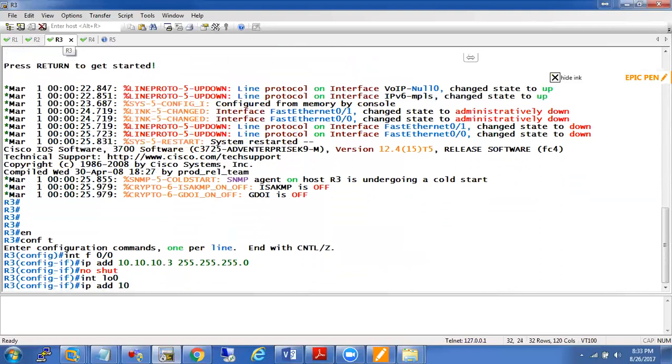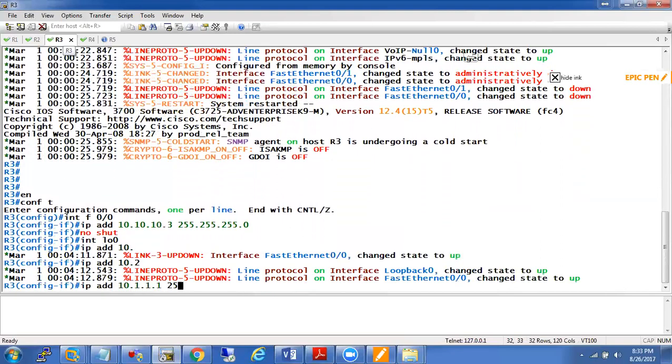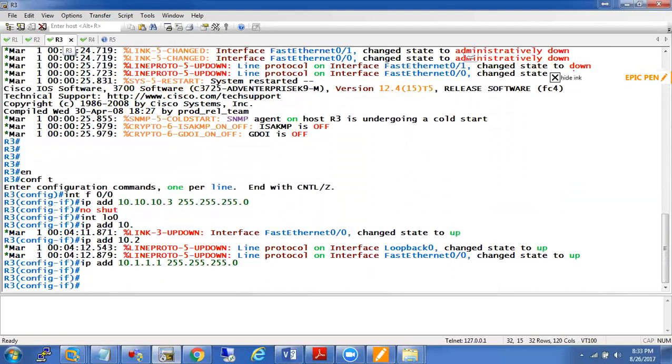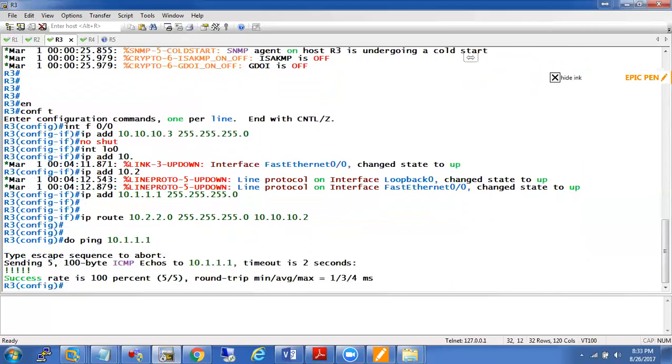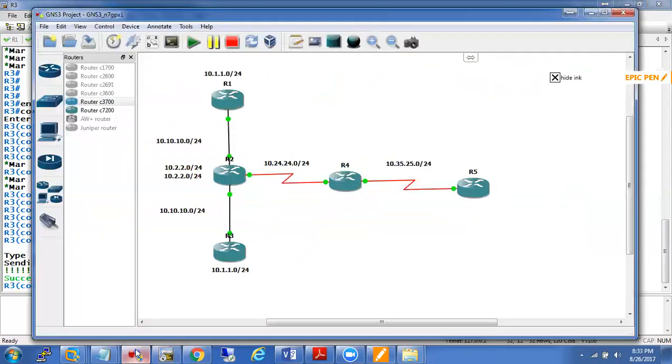Loopback 0, 10.1.1.1. IP route 10.2.2.0 is through 10.10.10.2. So I should be able to ping 10.1.1. There you go. Good, you guys? Good. Everybody understand the topology so far?